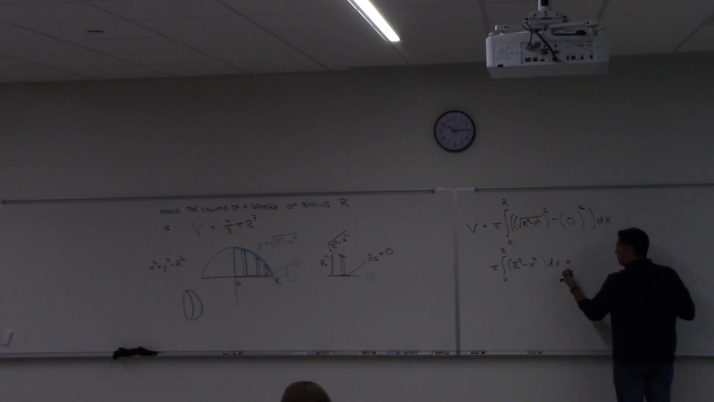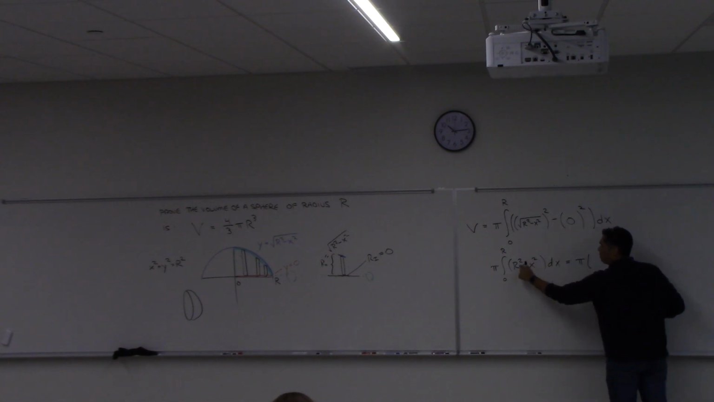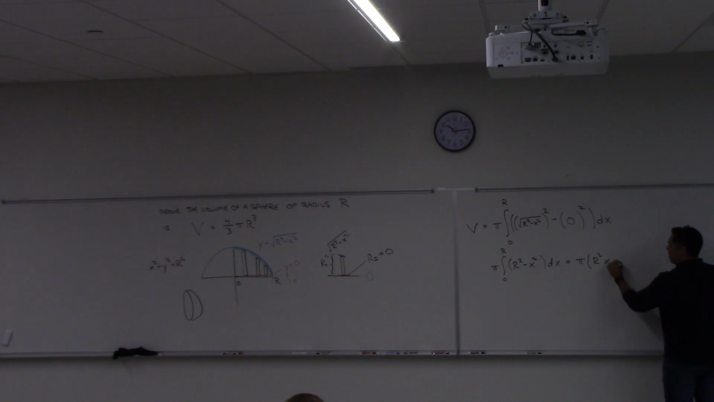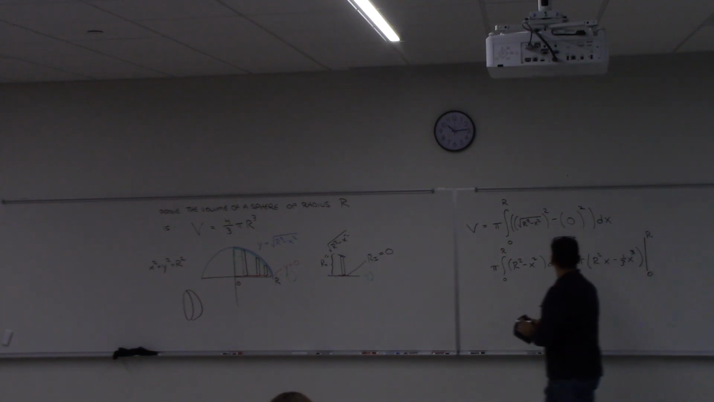So the integral equals, here comes the antiderivative. Pi is coming for the ride. The antiderivative of capital R squared is R squared x, right? And then minus the antiderivative of x squared, which is 1/3 x cubed, right? That's my antiderivative. We're using the fundamental theorem of calculus, so we do the evaluation bar, going from 0 to capital R.